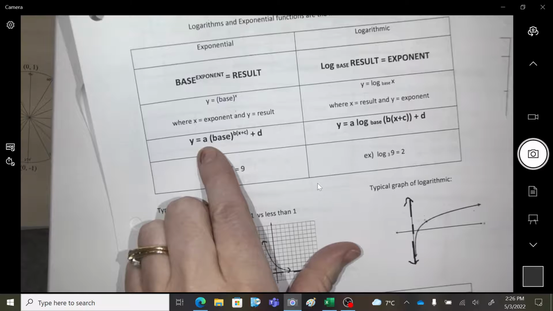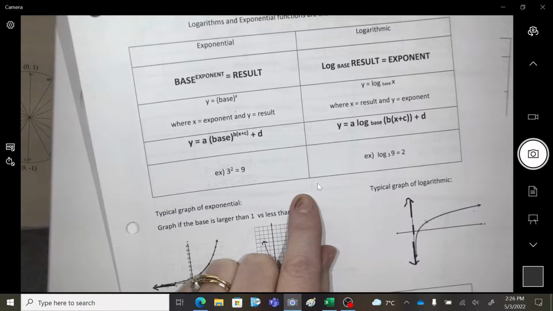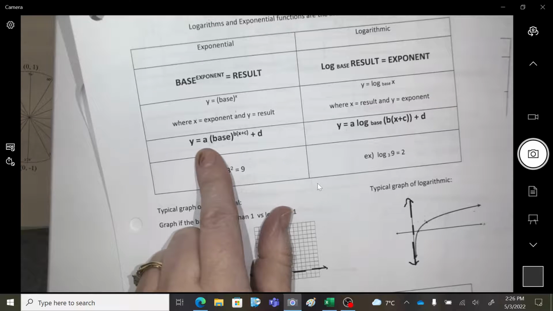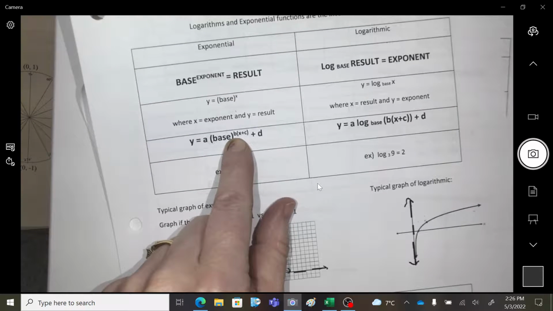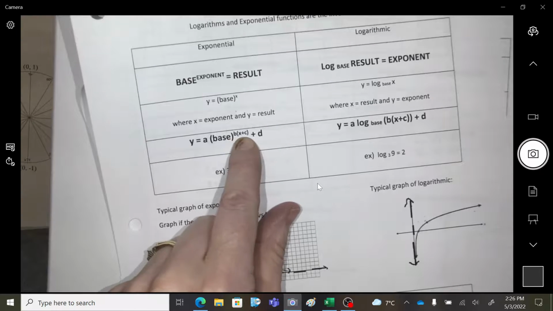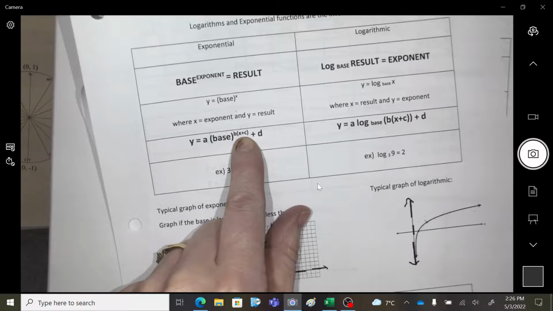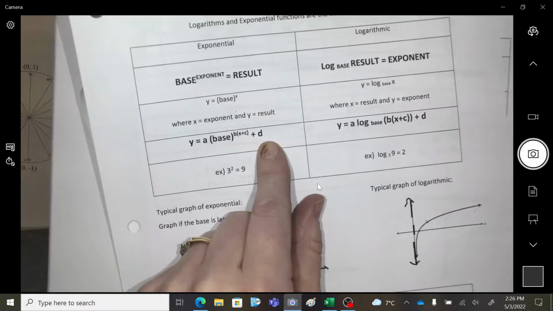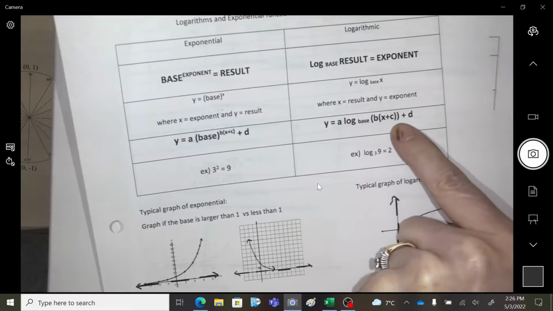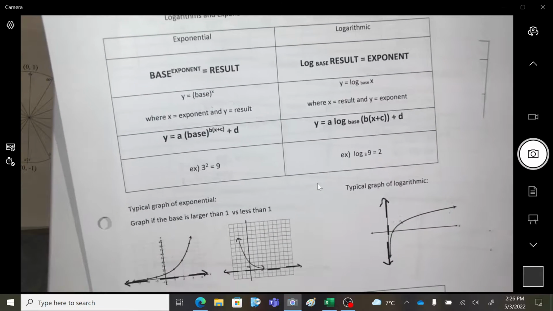Does this look familiar? A, B, C, D stuff. The rest of the year, all these graphs are going to have A, B, C, D stuff. So A would be in the front of it all, and it does a vertical stretch. B would be in front of the x, horizontally compressing. The C would be inside the variable part with the x, and it will move left or right. And the D is after, moving up and down. Okay? We're just doing the same things we did.